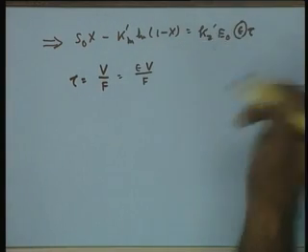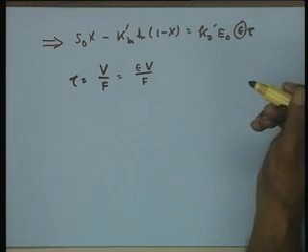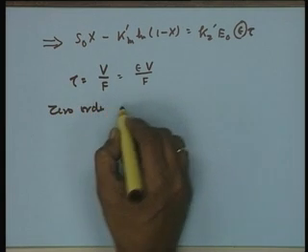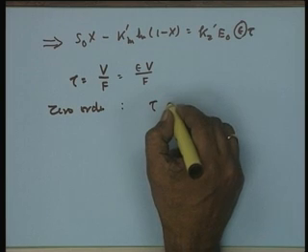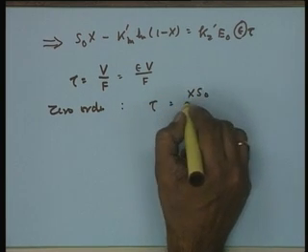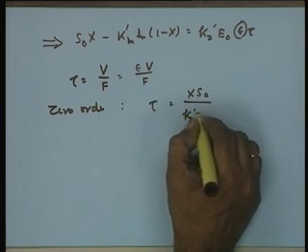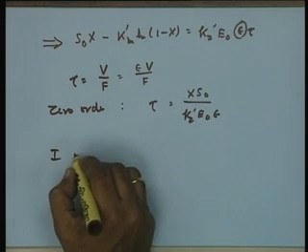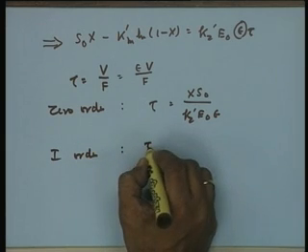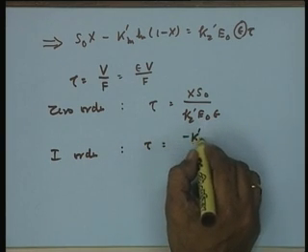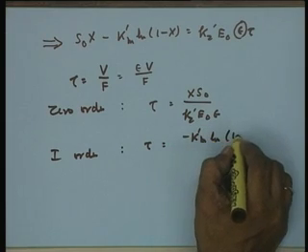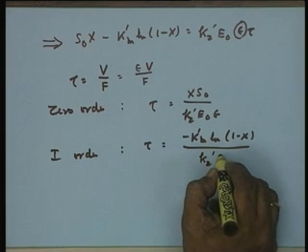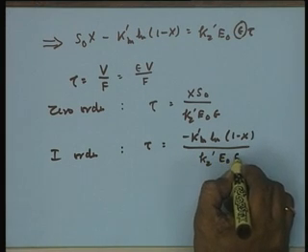Now, the same analysis as we did earlier, if you consider zero order kinetics, tau is equal to x S naught upon k2 dash E naught epsilon, and for first order you have tau is equal to minus k dash m ln 1 minus x upon k2 dash E naught epsilon.